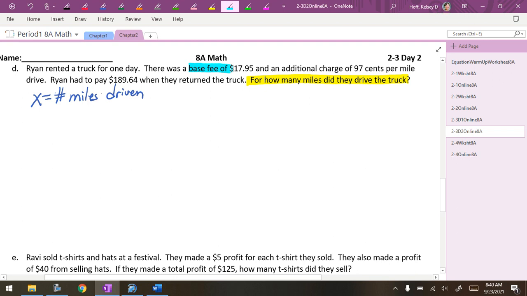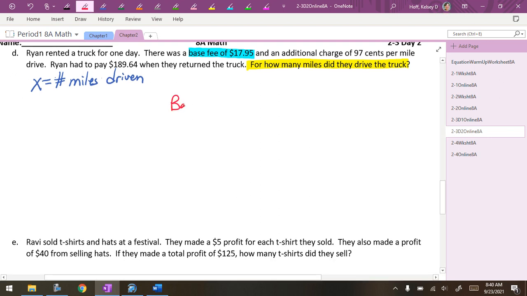What does a base fee of $17.95 mean? Courtney? How many times do you have to pay $17.95? Once or over and over and over again? One time. A base fee is the one-time charge. So when we're doing this, we are going to have to take that base fee and add to it the cost of miles. And that's going to give us our total.